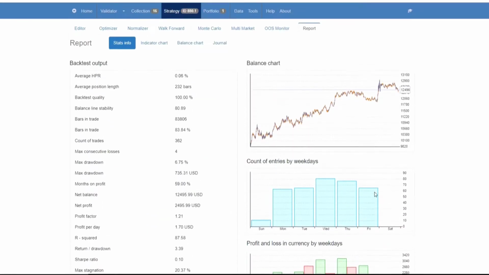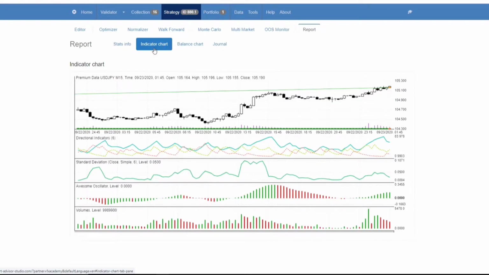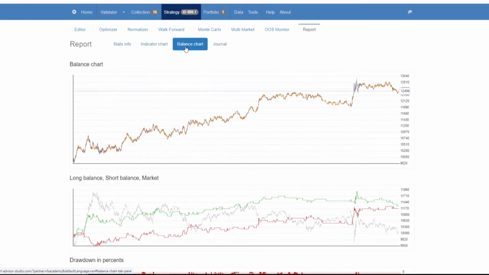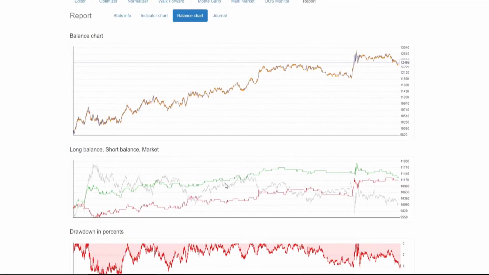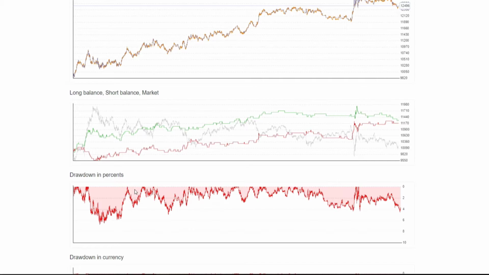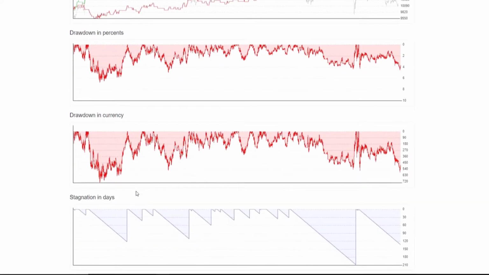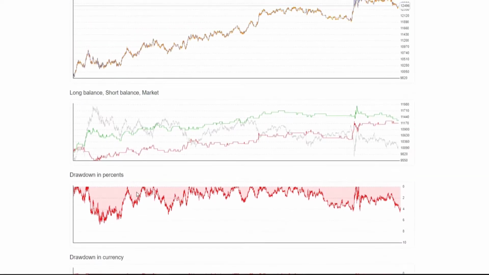From there, we have the indicator chart, and this shows us the performance of each of our indicators in the strategy in a very nice graphical representation. Then we have the balance chart, and this is the same balance chart that you saw on the stats info, but it is expanded and you can see a bit more detail. Below that, we have our long balance and our short balance by market. Below that, we have our drawdown in percentages. Below that, the drawdown in currency terms, and below that, the stagnation in days.